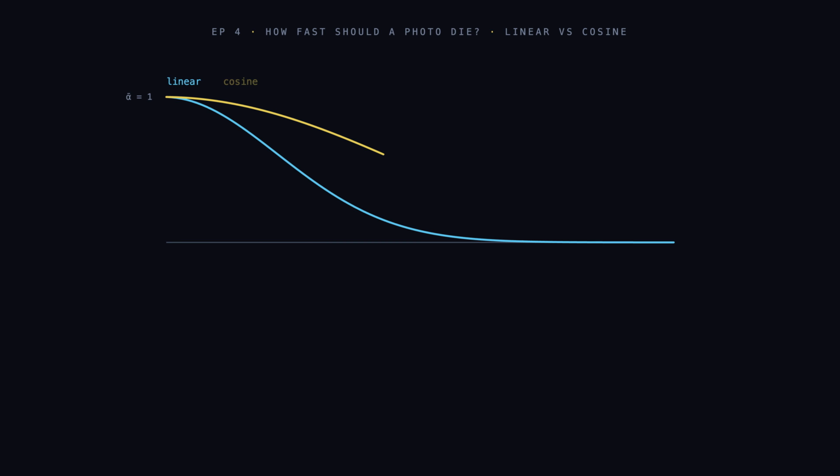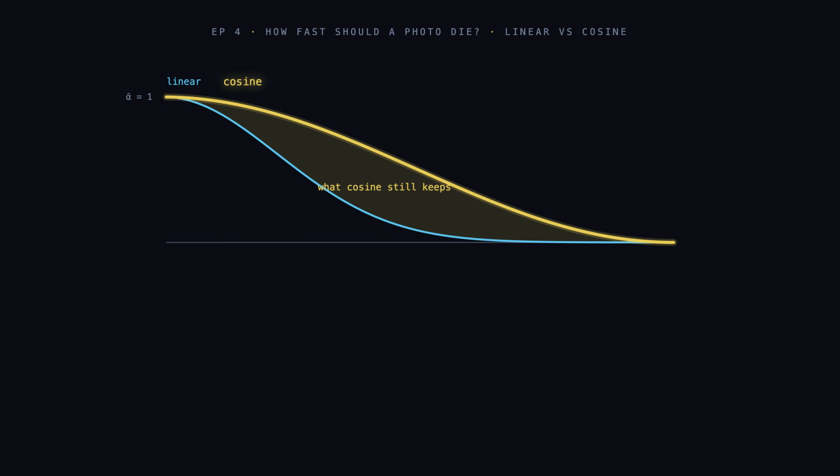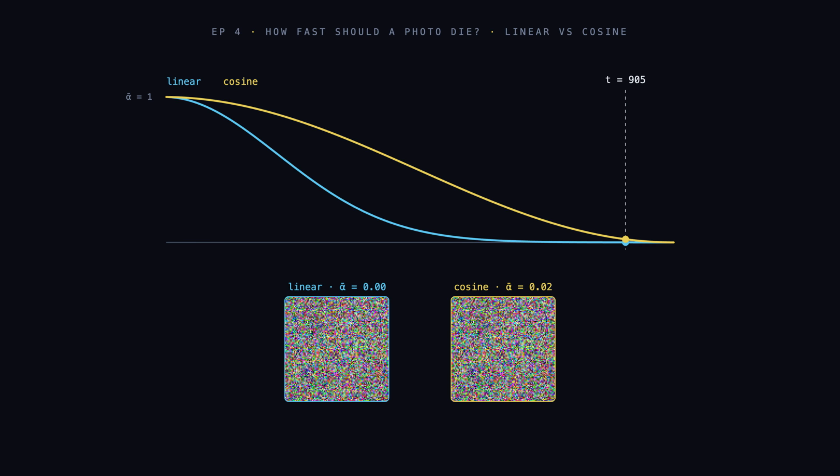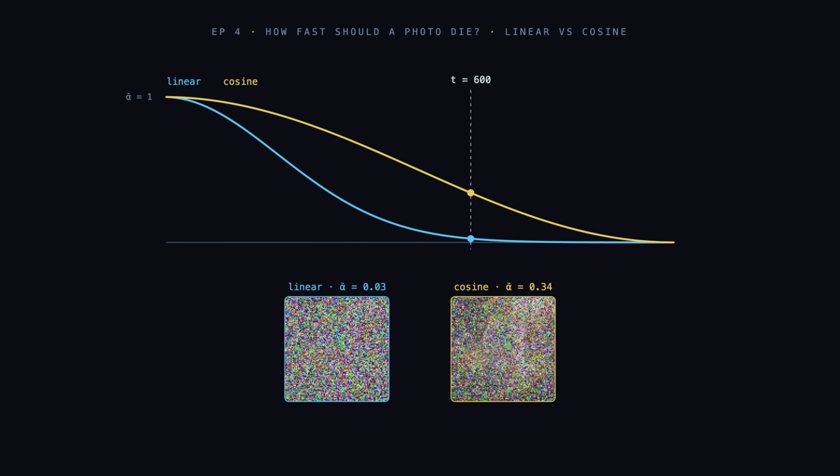The yellow curve shows a cosine schedule. Compared with the blue linear schedule, it keeps more of the image through the middle of the process and removes the remaining information more gradually. At the same time step, the two schedules can therefore produce very different noisy images.